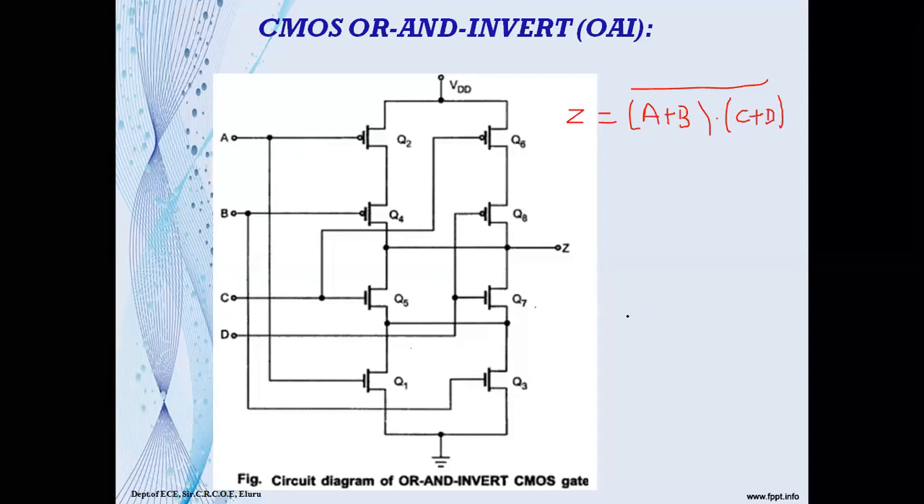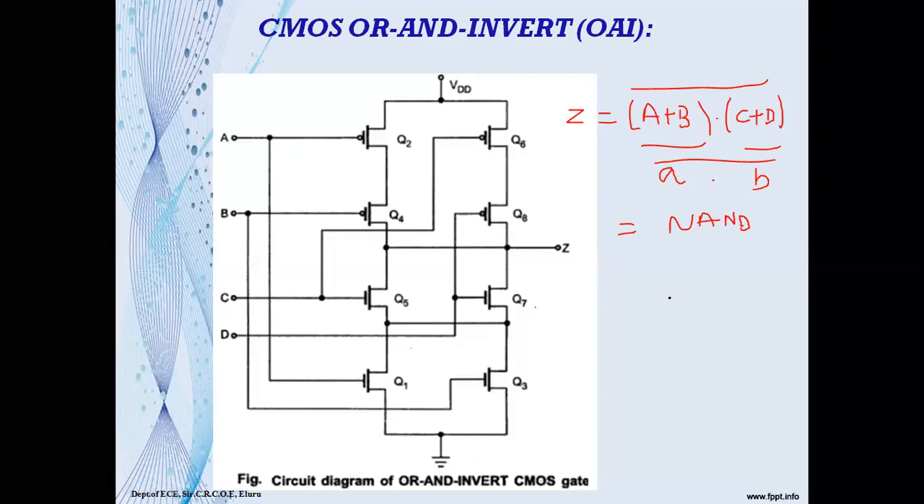Now how can we implement this? Again, for simplicity, take the term A plus B as A and take the term C plus D as B, and now these two inputs are logically ANDed and complemented. They are getting complemented. So which gate is it? Now it is the NAND gate, isn't it?